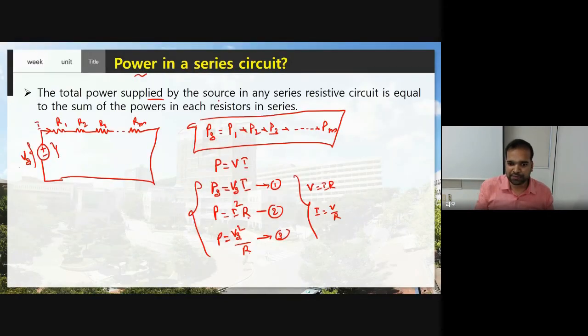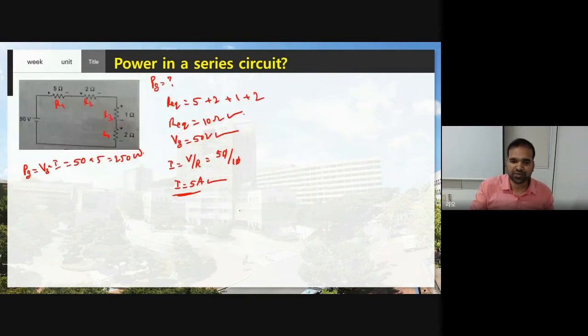Even so, you can check with the other formulas here. What is another formula? P equals I square R. Let us check whether you get the same answer or not. I square R. So what is I square here? 5 whole square. R means R equivalent, which is 10. 5 times 5 is 25, into 10. You will get 250 watts. See, even in the second formula, I get the same answer.